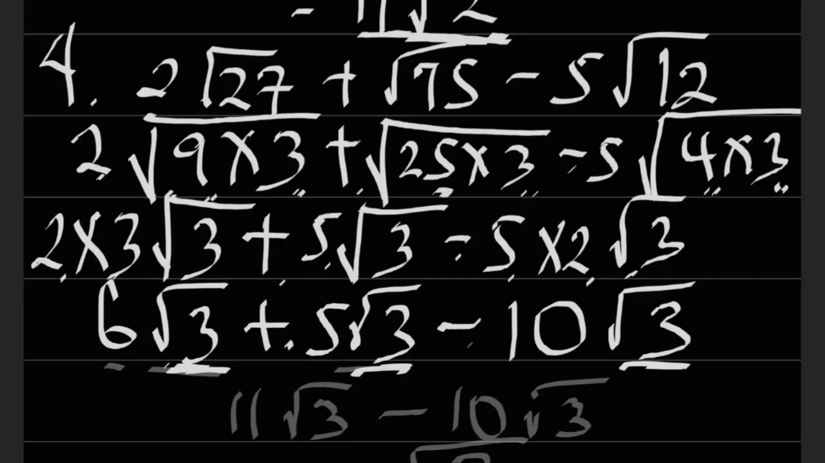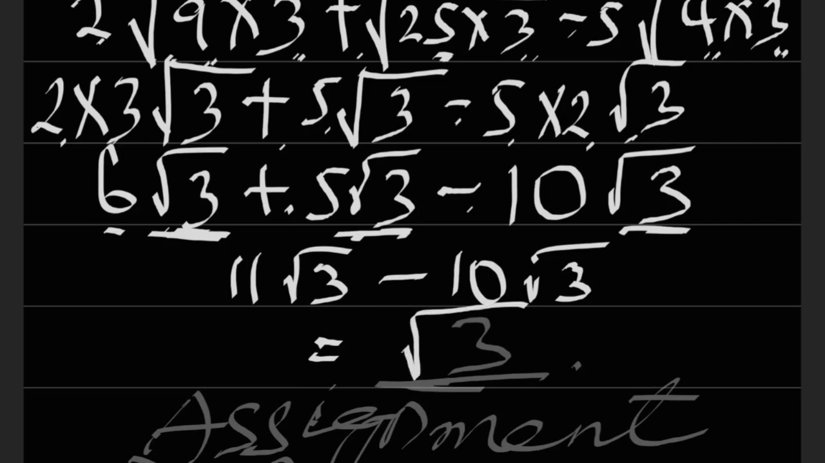So let's go on. 6 root 3 plus 5 root 3 will give us 11 root 3. And this is minus 10 root 3. So 11 root 3 minus 10 root 3 will give us 1 root 3. You can either write the 1 or you don't write the 1, no problem. So that is our answer. We have gotten our answer with ease.